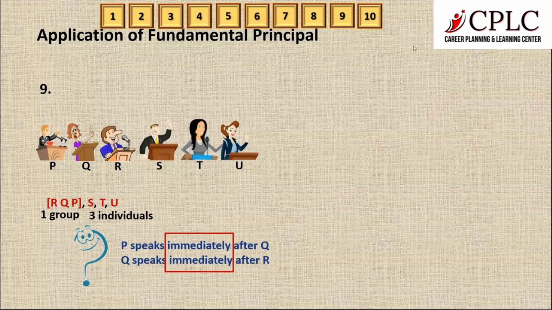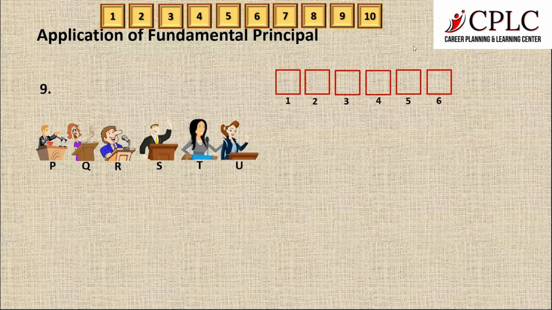But do not assume that P speaks immediately after Q and Q speaks immediately after R, because it is not given in the question. And don't take it in this way. So we'll have to take the separate arrangements now. So first possibility, R over here, Q over here, P can sit anywhere. So there are 4 possibilities.